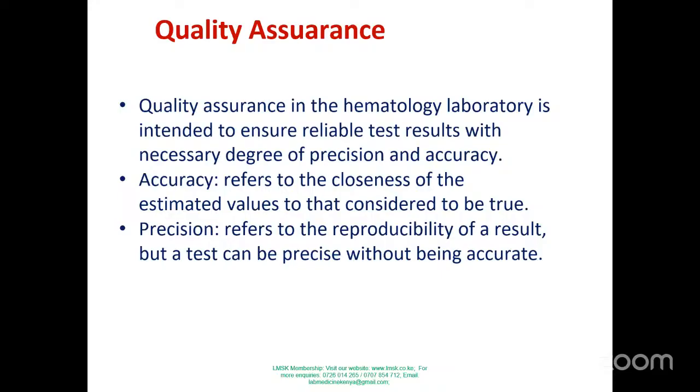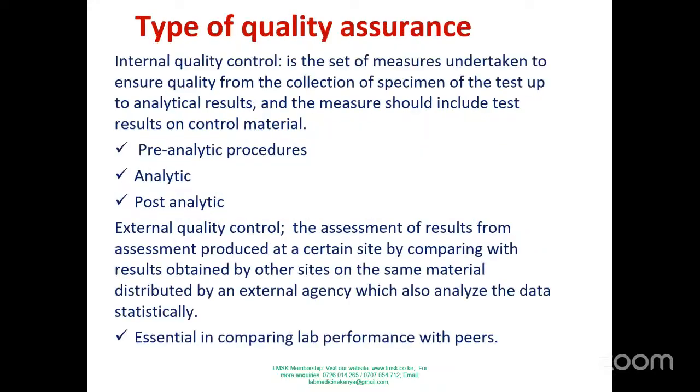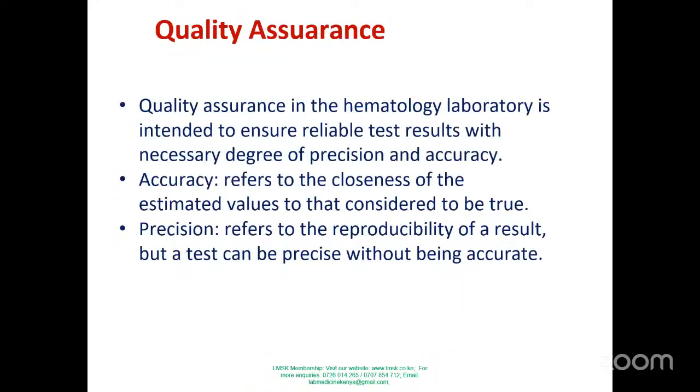So accuracy refers to the closeness of the estimated values to that considered to be true, while precision refers to the reproducibility of a result, but a test can be precise without being accurate. I don't have that diagram of the dots, but I know some of you might have come across it. So there is a test, your system could be as precise as possible, but not accurate. Which means there's a systematic error, that deviation, the bias. There's a systematic error that is giving you a bias.